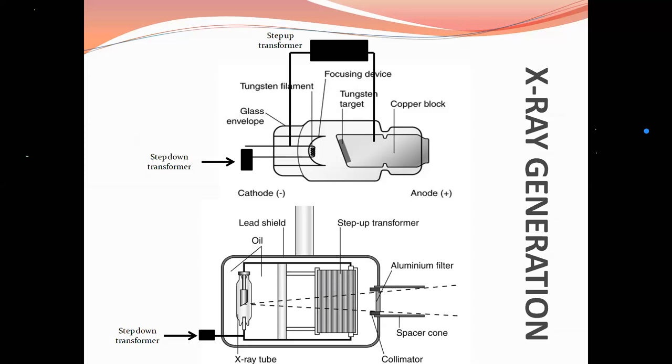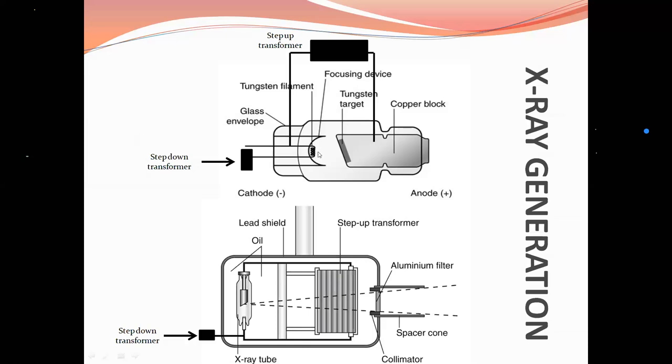As you know, the unit of current is amperes. We don't want a current in amperes, we want a current in milliamperes. So the step-down transformer will decrease that main voltage to produce a low-value current, which can just cause the heating of this tungsten filament.